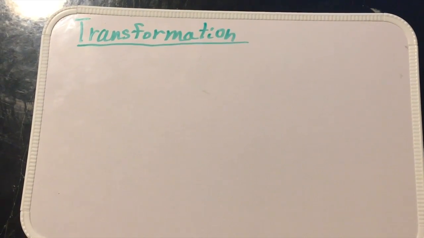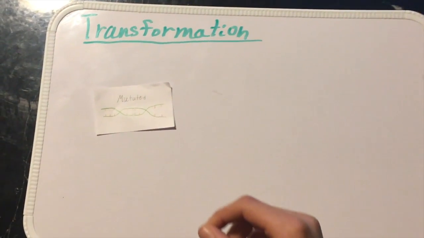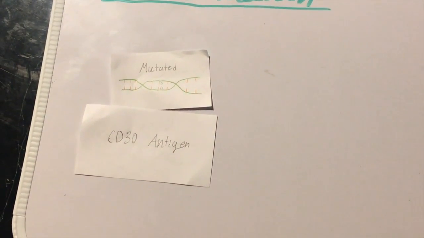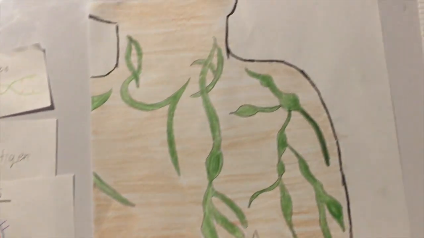mass. This disease is transformed from a mutation in the genes that produce CD30 antigen, causing the cell cycle and the mitosis of CD30 antigen to not be regulated and abnormally produced, thus uncontrollably producing abnormal T cells, therefore creating a tumor in the lymph nodes, as shown here.